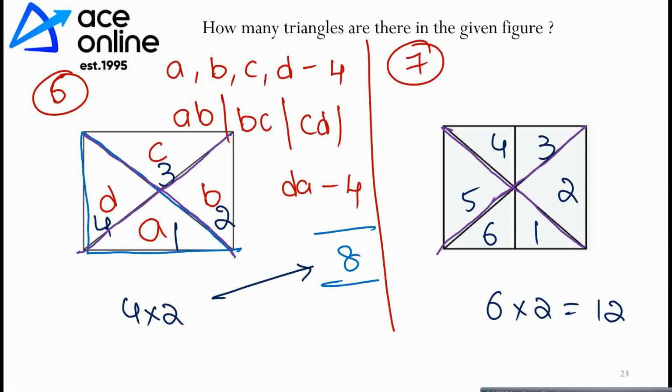If you want to verify the second one, again go A, B, C, D, E, F. You try one alone, two alone, three alone combinations. What are the possibilities? Try all combinations. Finally, you will get 12 only. So 4 into 2, 8 for the sixth one. The seventh one is 12. Good. Now see the next one. I hope you understand the sixth and seventh.